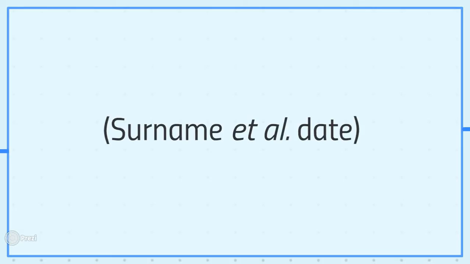You only need to use the surname of the first author, followed by et al. Et al. is a Latin abbreviation which means "and the rest." Because it is Latin, it must be italicized, and because it is an abbreviation, it must have a full stop at the end. So an in-text citation will include just the surname, et al., and then the date in brackets.